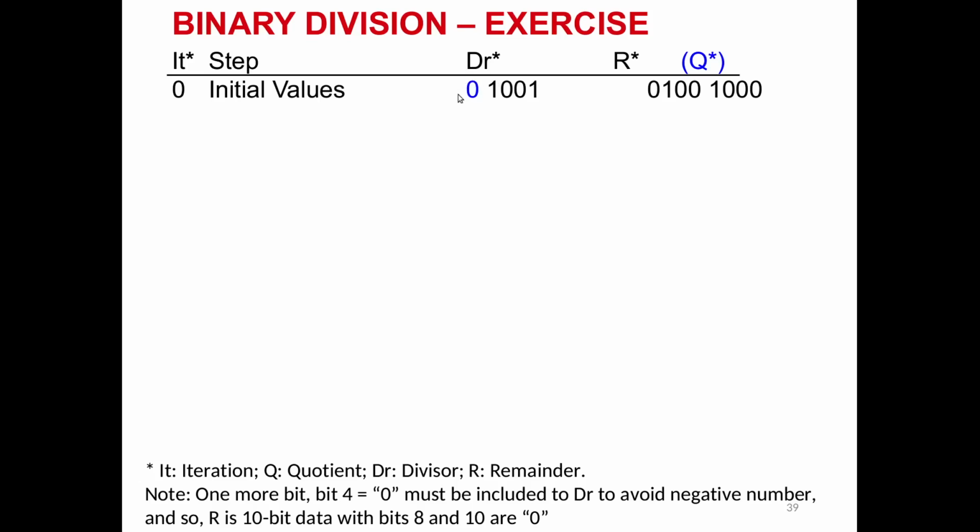And as we add one more bit here, we will need to add 2 more bits into R, making R 10 bits, double the size of DR, which is 5 bits now. Now the first step, we take the most significant 5 bits of R and we minus DR. So the result will be 1 1 0 0 1.